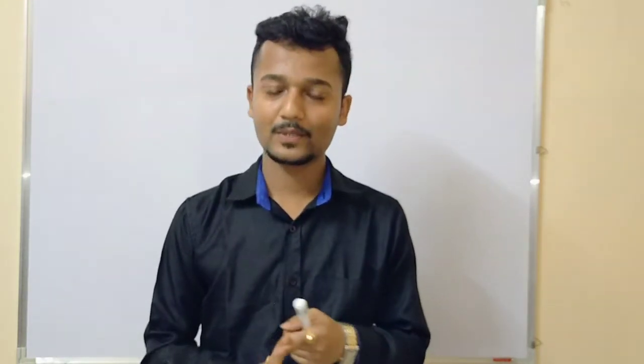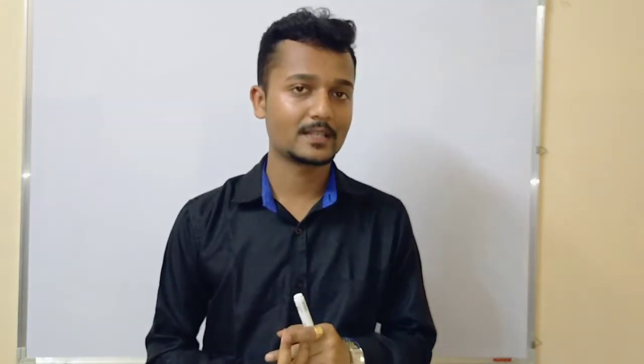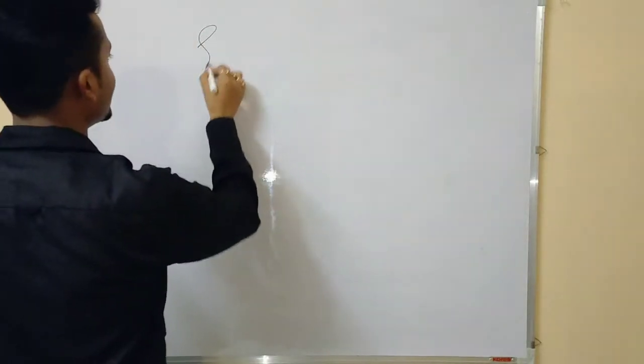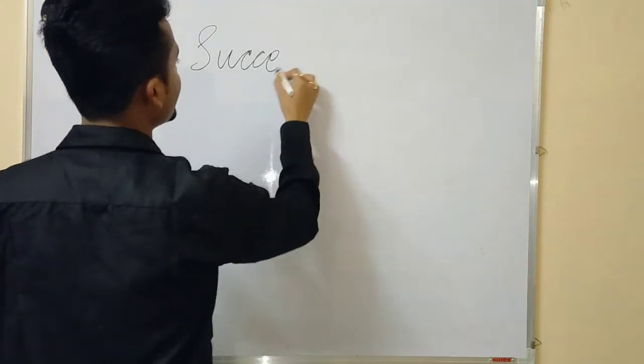So far, what are the things you have learned to represent on a number line? Rational numbers, irrational numbers, yes. These are the things you have learned how to represent on a number line. Now, in today's video, one more part we are going to learn, that is successive magnification.